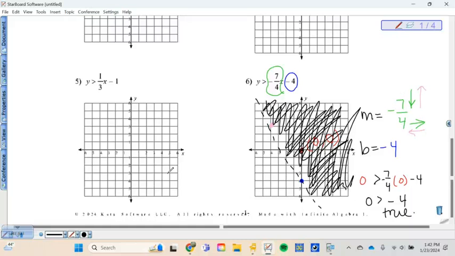And then, yes, I'm also going to grade number 8. I'm going to grade that other multiple choice one as well. Okay?